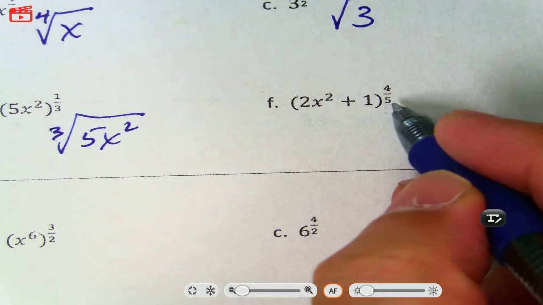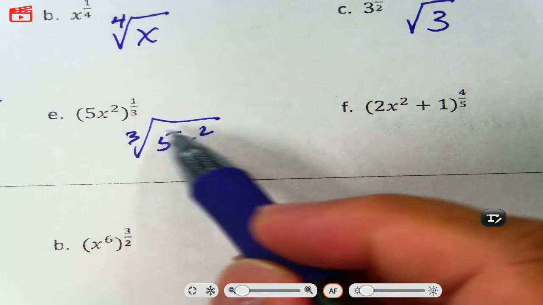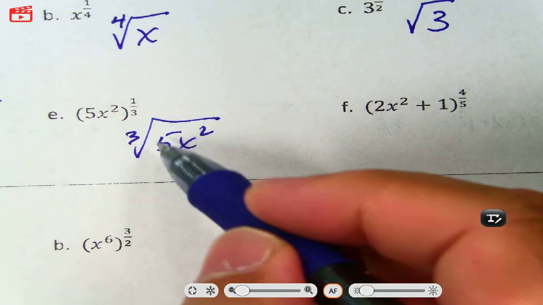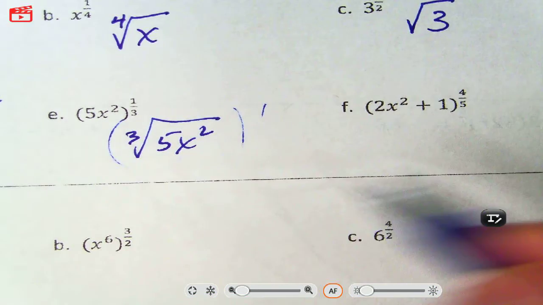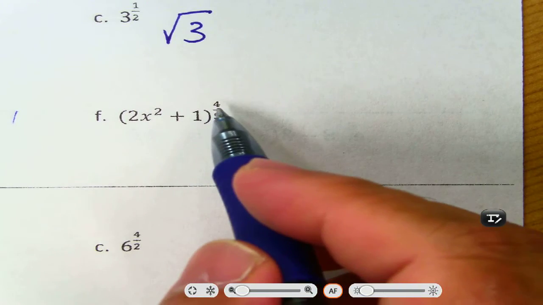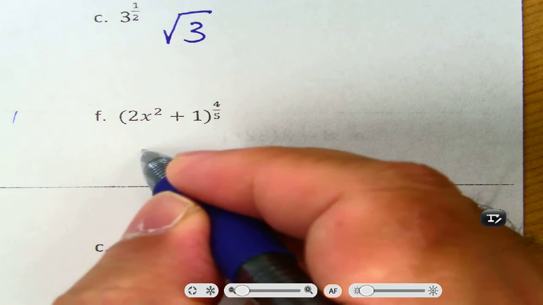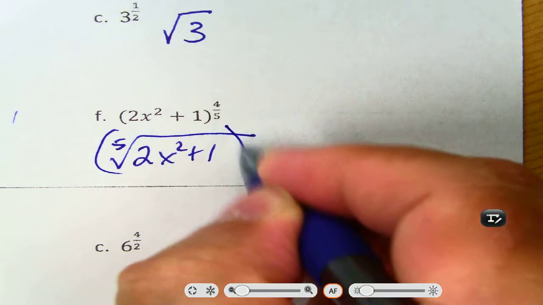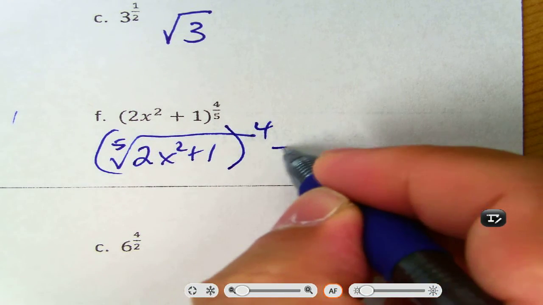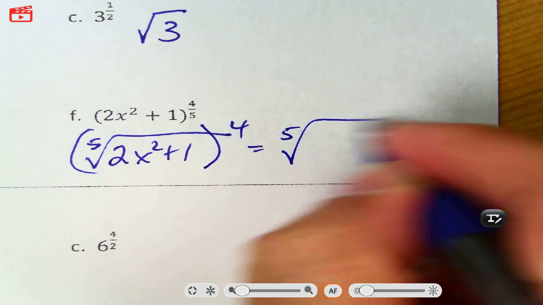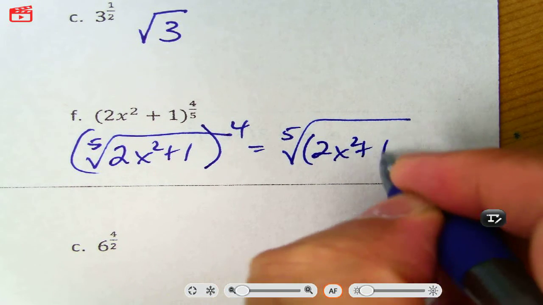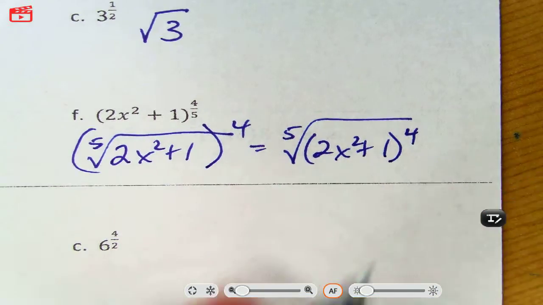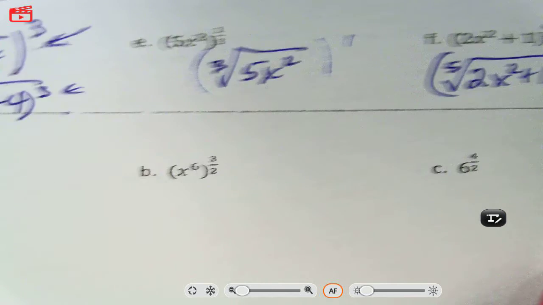F. So again, there's two. So this one had the power or the numerator of 1, so there's no other parentheses. You don't have to raise it to the first power or anything like that. You can just leave it like that. This one has a non-1 numerator, so you're going to write either 2x squared plus 1, the 5th root, and raise that to the 4th power, or you're going to have 5th root and put inside the parentheses 2x squared plus 1, and then raise that to the 4th power. Either one is fine. Either one is acceptable. Okay. All right. So those are the examples.